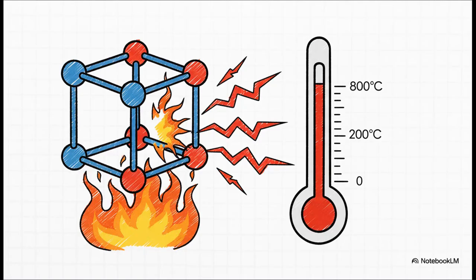Power number one, a ridiculously high melting point. Those electrostatic forces holding that lattice together are just so strong that it takes a massive amount of energy, a ton of heat, to break them and let the ions move around. The melting point of salt is over 800 degrees Celsius. That's why you can have a screaming hot pan on the stove and the salt just sits there, completely unfazed.